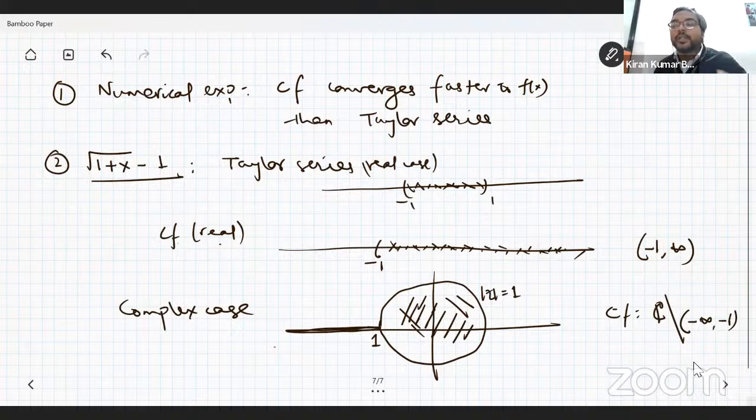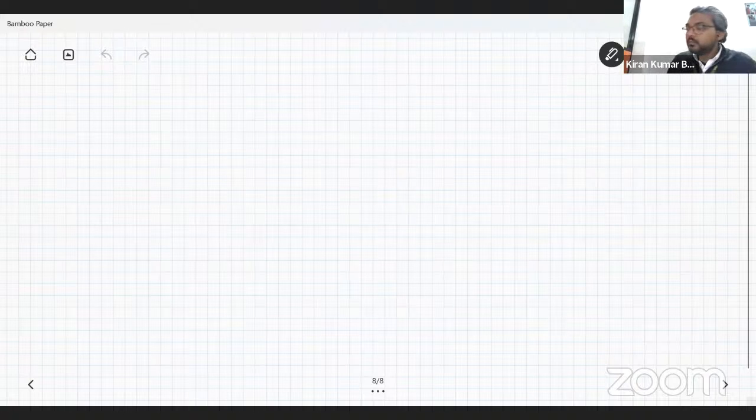So continued fractions are important because, one, in some cases they converge faster than the polynomial approximations that we obtain from Taylor series. Second, and more importantly, it increases the domain of convergence. So these are the two motivating examples. So let us formally define what is a continued fraction, and then we'll see what else we can do. Okay, let us skip the formal definition. It is too theoretical. I don't want to spend time. We'll work with examples.